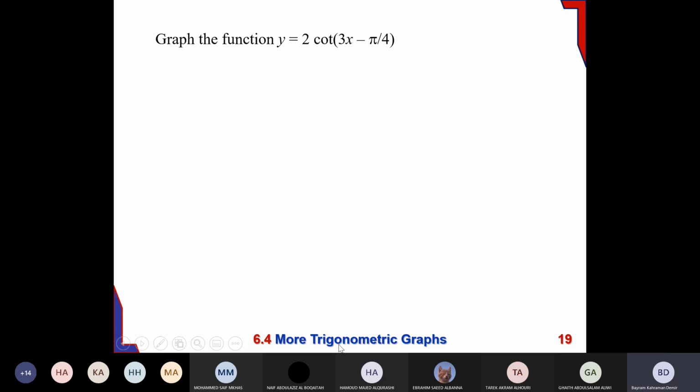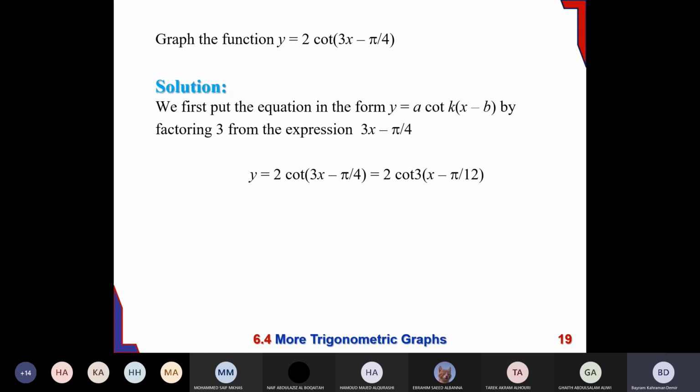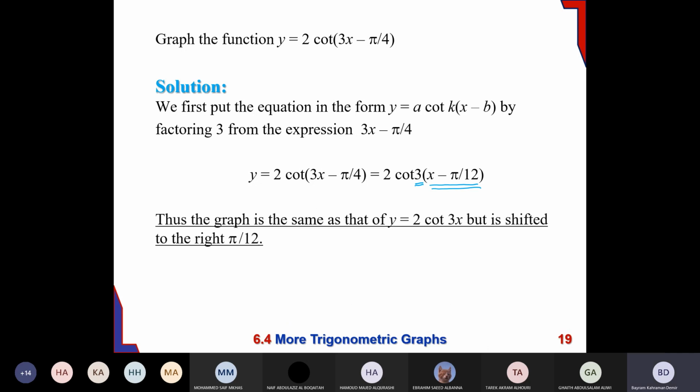So we have also 2 times cotangent of 3x minus pi over 4. In this case, Shabab, if you would like to find the phase shift, you can take the 3 as a common factor, as is seen here, and then you will see x minus pi over 12. So that is the phase shift: shifting of cotangent 3x by pi over 12 units to the right.